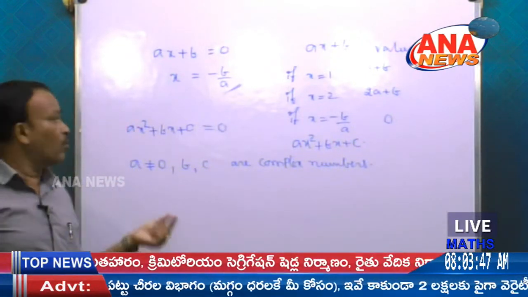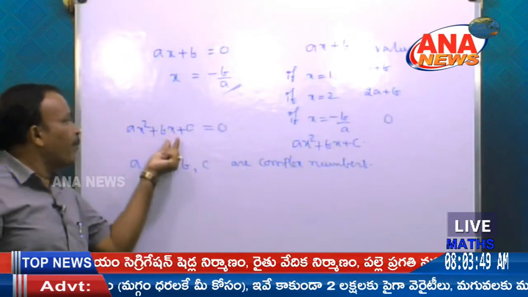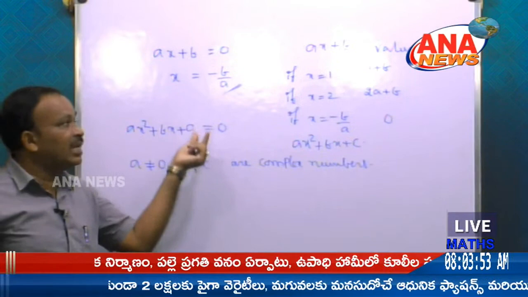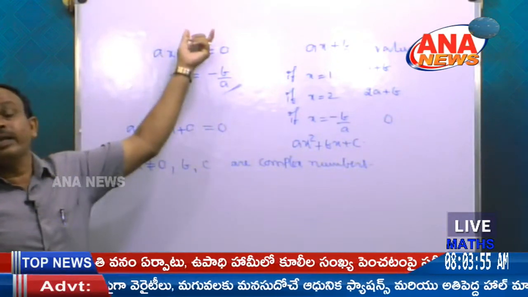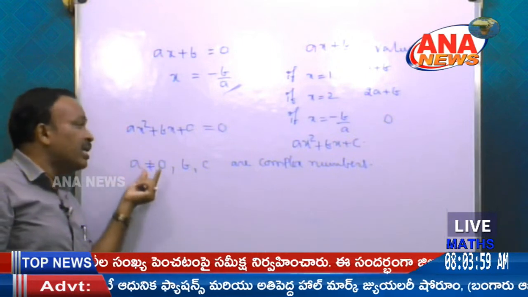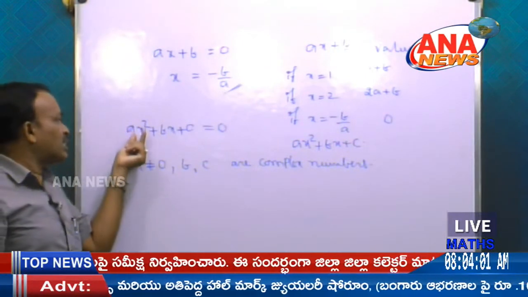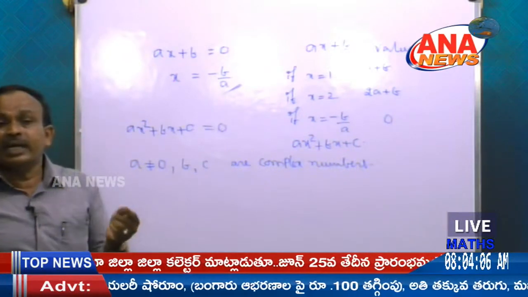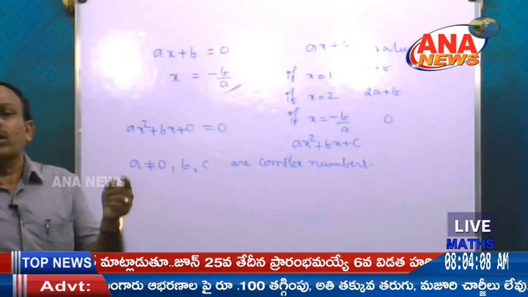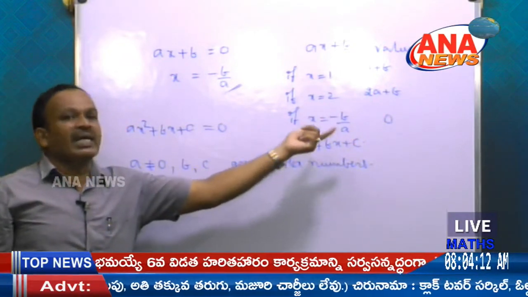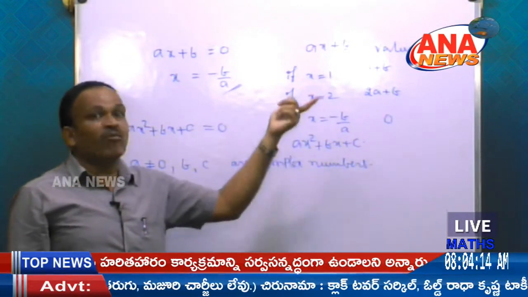If a is 0, what happened? If a is 0, this equation becomes bx plus c. That means again it is a linear equation. That's why a is not equal to 0. If the x square coefficient is not equal to 0, that is a second degree equation or quadratic equation. This is a quadratic expression. This gives infinite values.